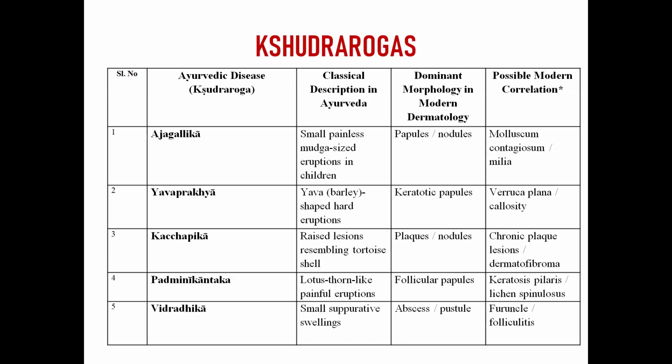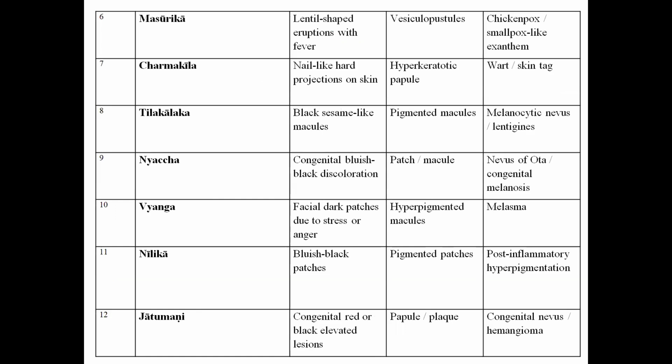Yavaprakhya can be correlated with verruca plana or callosity, which is a keratotic plaque or papule itself. In certain patients we can see keratitis. And Kachchhapika is the raised lesions resembling tortoise shell, which can be correlated with chronic plaque lesions, dermatofibroma lesions. And Padmini Kantaka, lotus thorn-like painful eruptions, like follicular papules, keratosis pilaris, lichen spinulosus, and Vidarika is the small suppurative swellings, abscess or furuncle can be correlated. And Masurika, vesiculopustules can be correlated, mainly seen in chickenpox and smallpox.